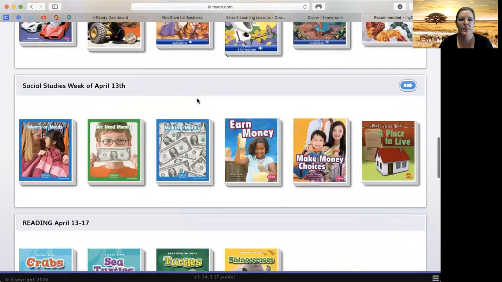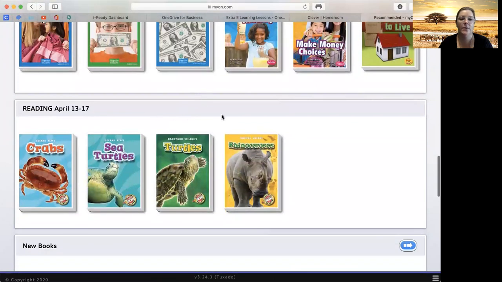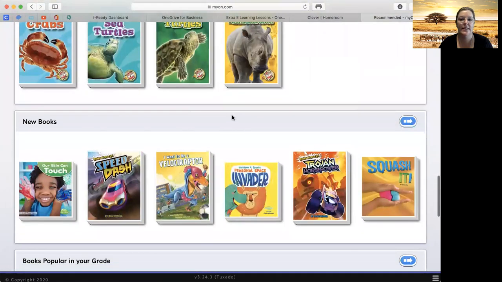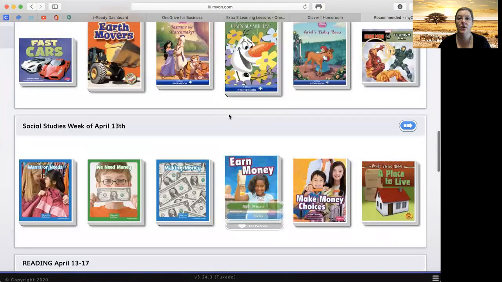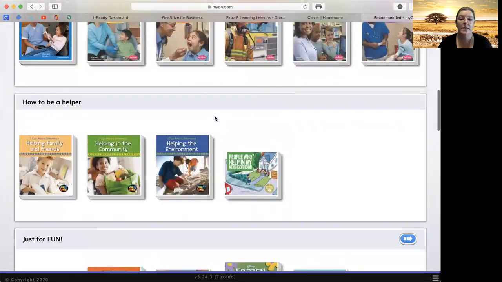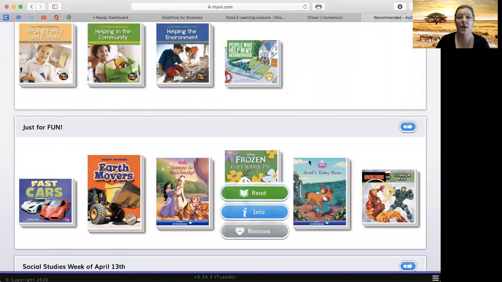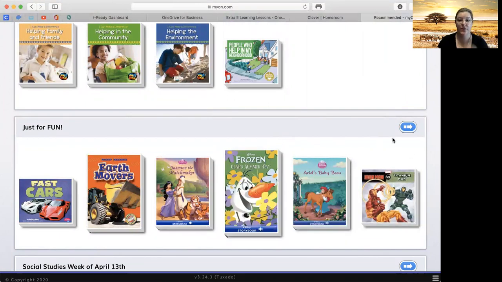So there's some social studies, and then I'm keeping up some of our reading from the previous weeks, okay, and some new books that just came out on Mayan. So make sure you go to your recommended page, okay? It's really important. Plus, you know that there are these books that are here that are just right for you and would be fun, okay? So I have handpicked just the Just for Fun books for you, and I add more each week to those, okay?